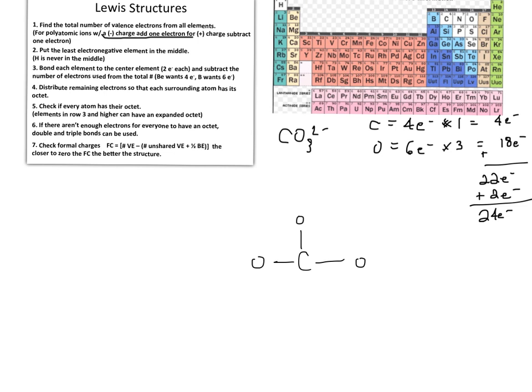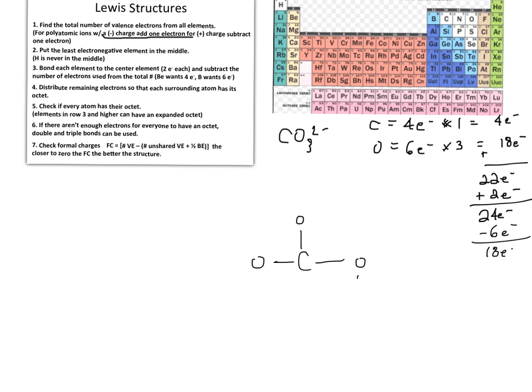So I've used 3 bonds. Each bond has 2 electrons. That's a total of 2, 4, 6 electrons. Okay, so I've used 6 electrons, so I have 18 electrons left after the bonding has occurred. Now, on step number 4, what we're supposed to do is distribute our electrons to the exterior atoms first. Okay, so oxygen needs 8 electrons to be happy or to have its octet.